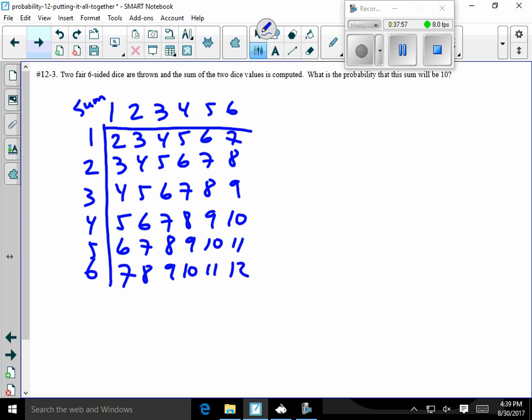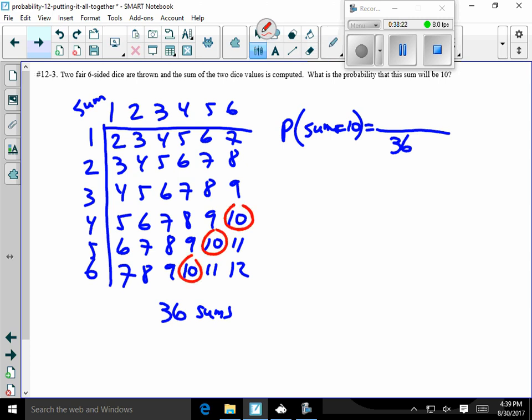Okay, and if I just count them up, there's 36 possible sums, right? And they're all equally likely to occur because I've listed every possibility. So I've got a probability that I have a sum equal to 10. All the possible sums would be 36, there's 36 possible sums in that table. But how many of those are equal to 10? Well, there's 1, 2, 3, right? So it's going to be 3 out of the 36, which turns out to be a probability of 0.0833. So this would probably be the way I would do the problem.